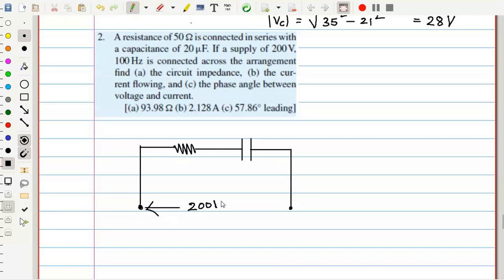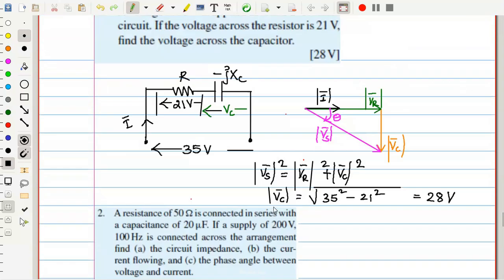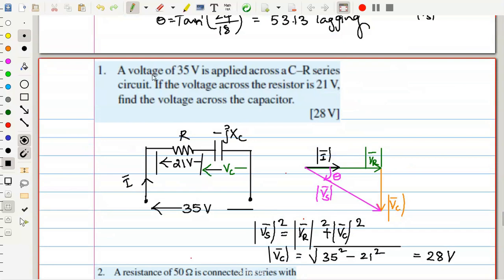200 volts. Just I want to highlight one point about this supply in the previous problem. Yeah, fine. So just see here, they said that a voltage is applied across the RC circuit. They did not say what kind of voltage this is. So if nothing is specified, it is treated as an AC supply only.